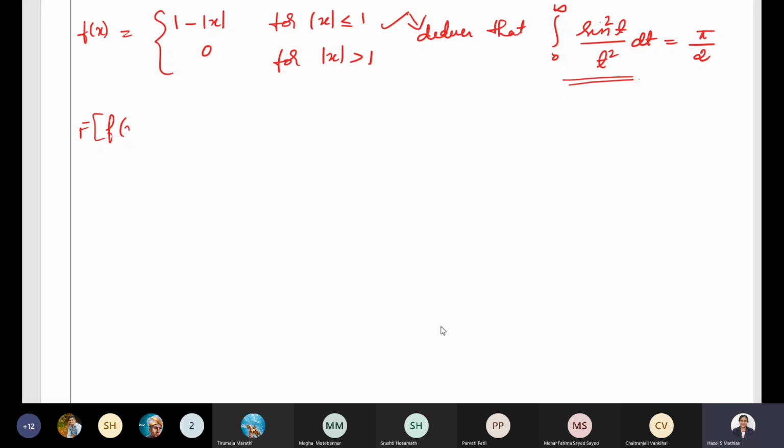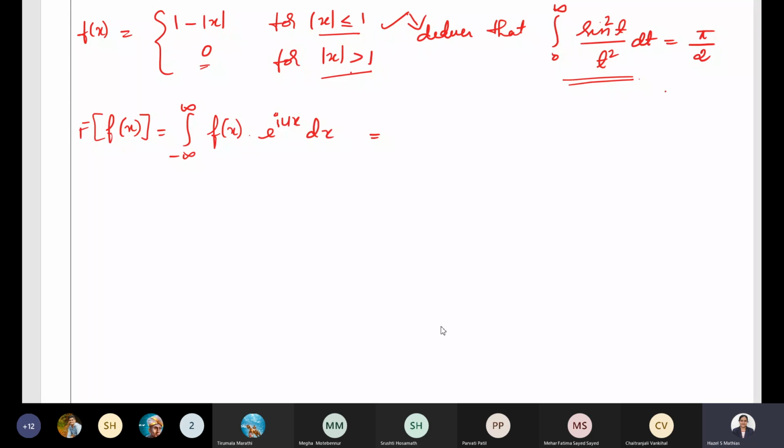Formula is given by F of u is equal to integral minus infinity to plus infinity f of x e power iux dx. So that is equal to, see here, where do the limits vary from? Check, tell me. I have discussed a similar question in the previous class. See here we have 2 terms over here. For mod x less than or equal to 1, function is defined to be 1 minus mod x, and for mod x greater than 1, function is defined to be 0.